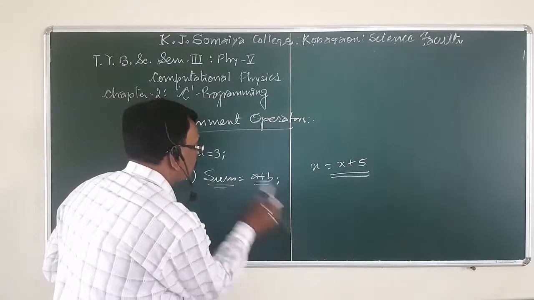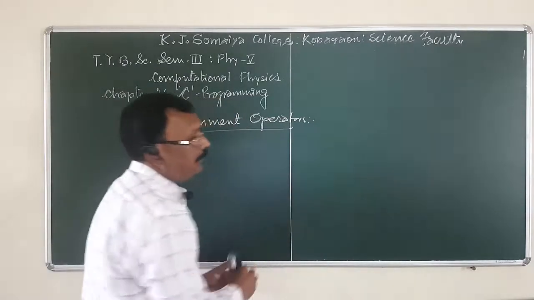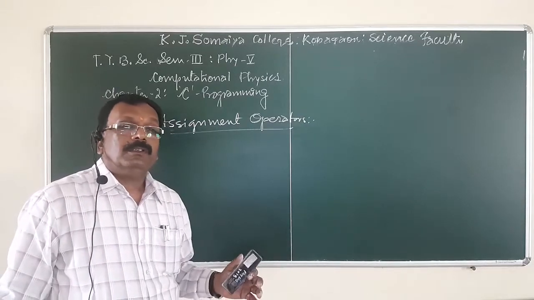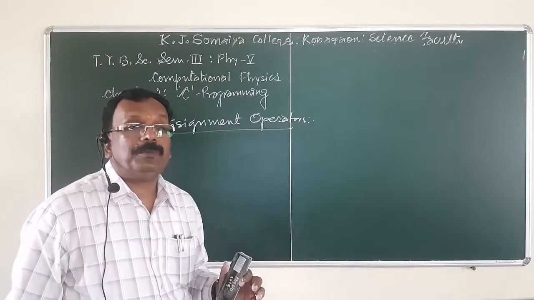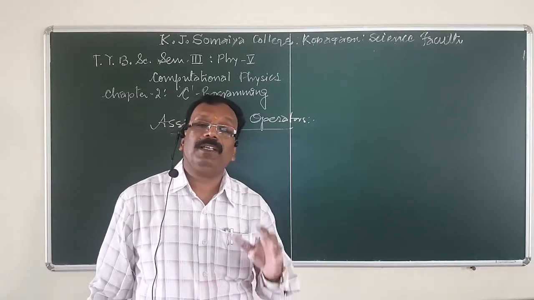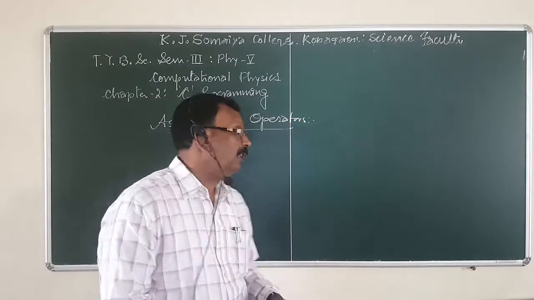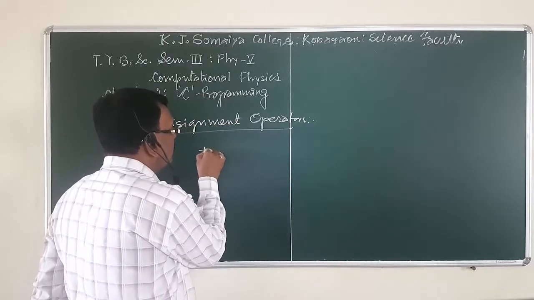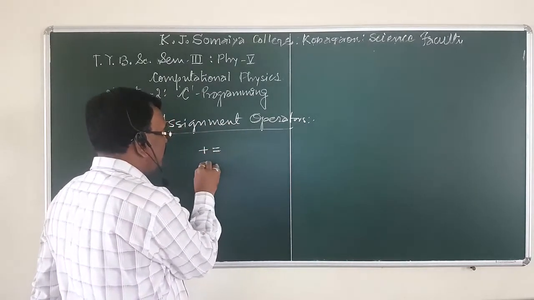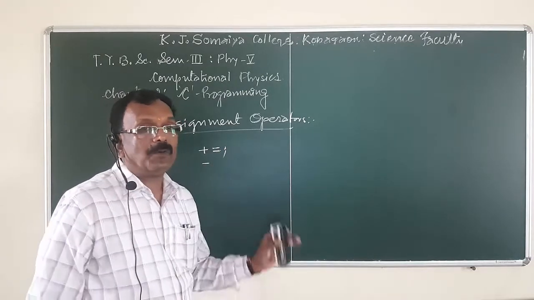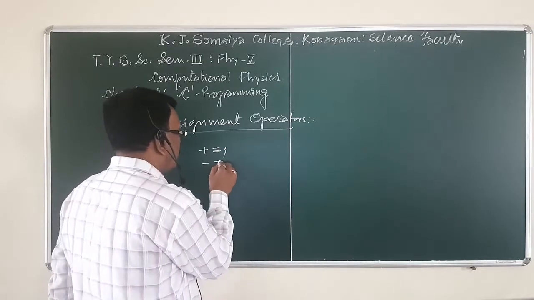Okay. Now further we are going to see additional assignment operators. That means the C programming language also contains 5 additional assignment operators, and these assignment operators are these. The first one is plus, and these operators are called shorthand operators.